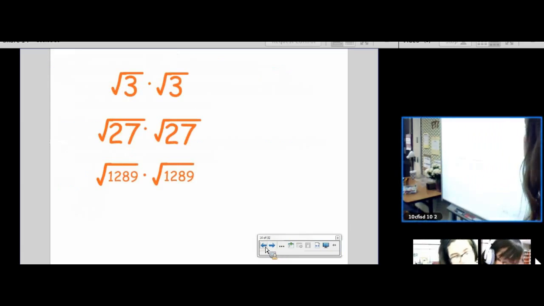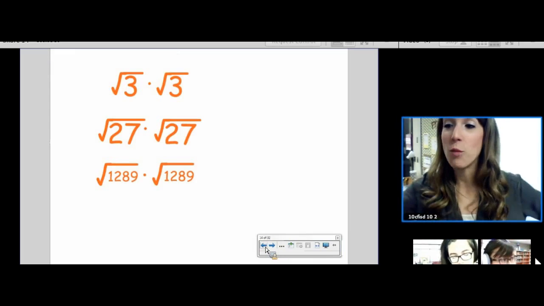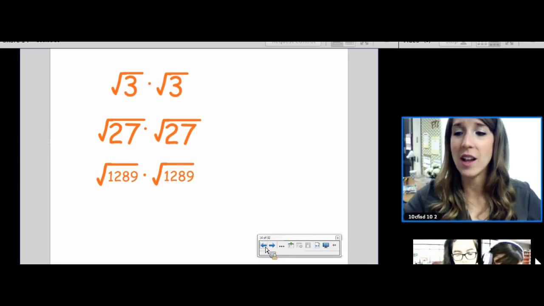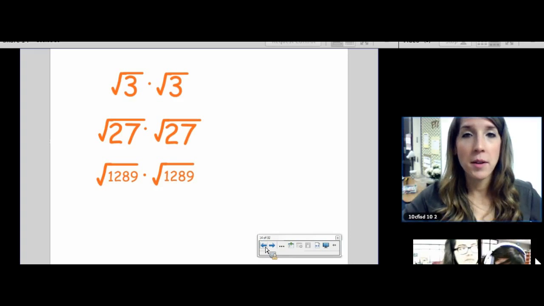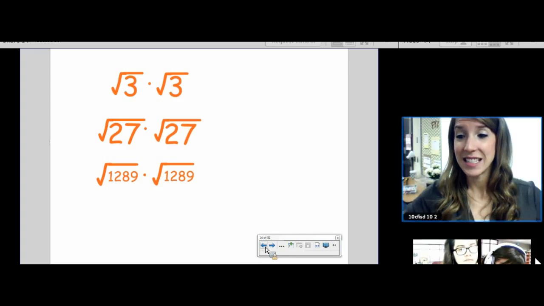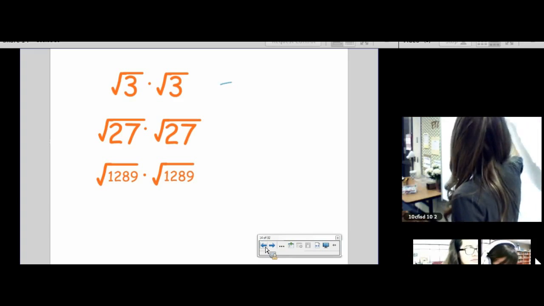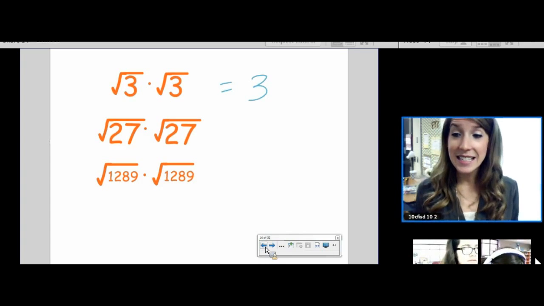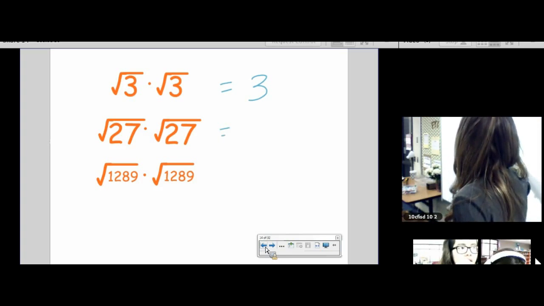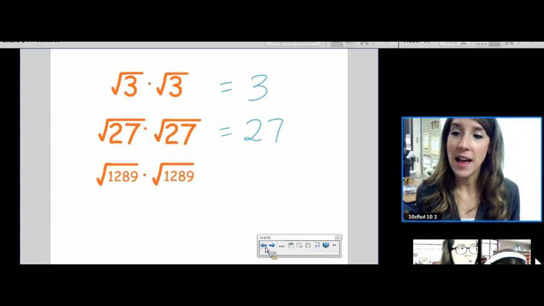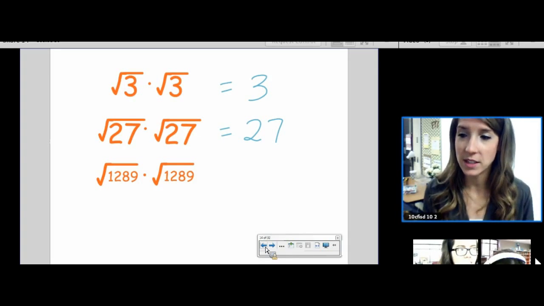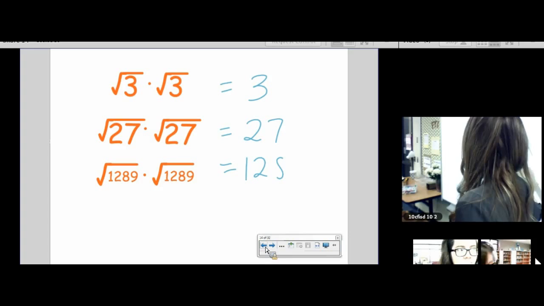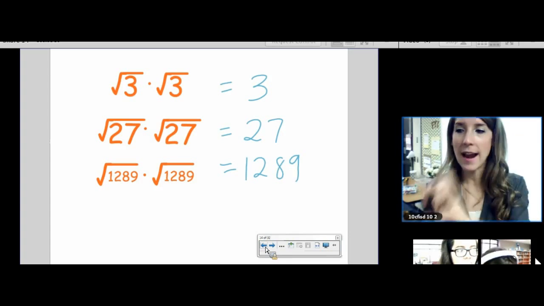We need to have this one skill to be able to rationalize the denominator, which is something you'll use in future maths a lot. So, square root 3 times square root 3 is 3. Square root 27 times square root 27 is 27. Square root 1,289 times square root 1,289 is 1,289.